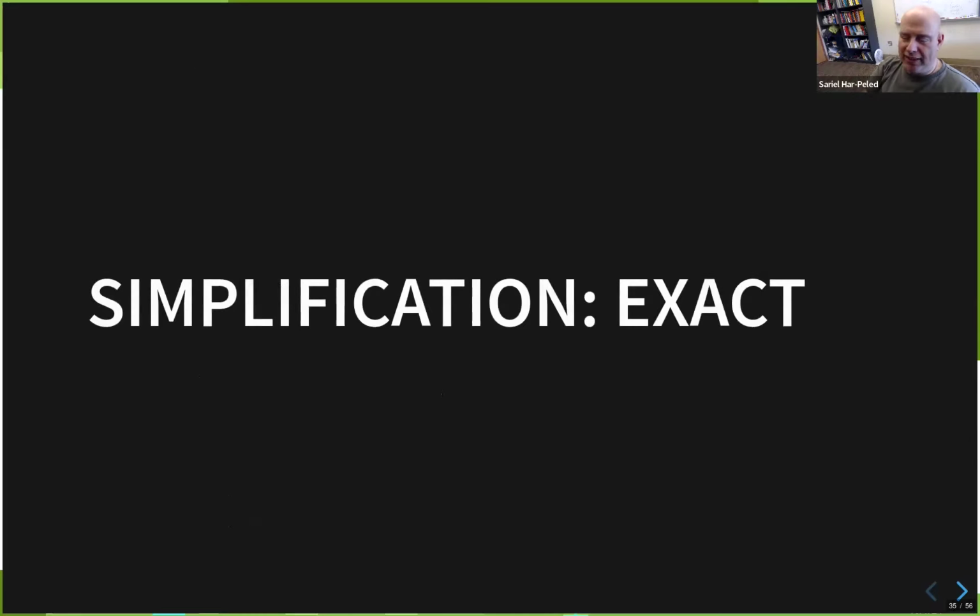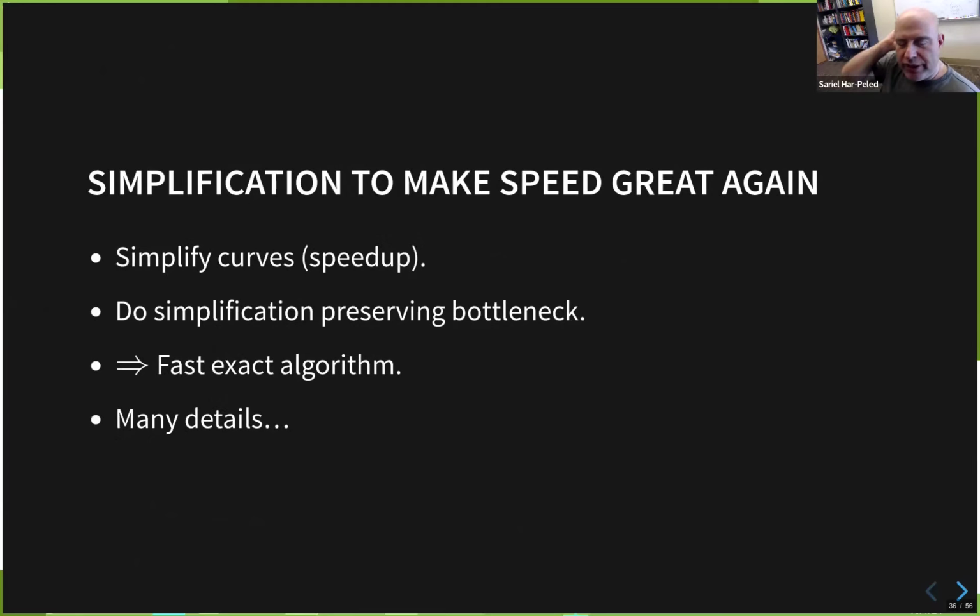Okay, what about the exact algorithm? For the exact algorithms, we want to use simplification, but you have to be way more careful, because you want to simplify the curve in such a way that the bottleneck is preserved, right? The idea is that the areas that you don't care about, because they are far from realizing the bottleneck, you can simplify them quite a bit, but areas that are critical, you should not touch them, right? So this basic idea leads to a fast algorithm.